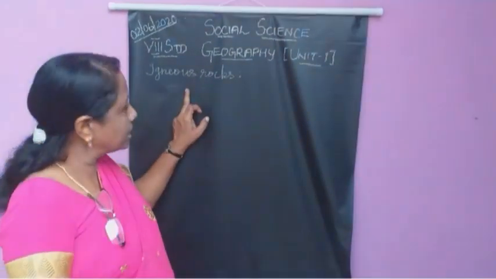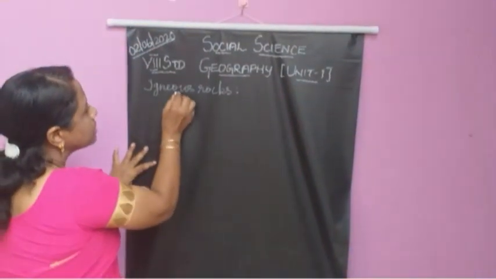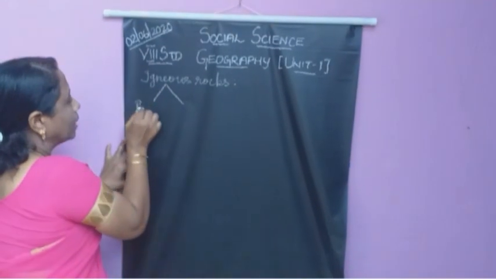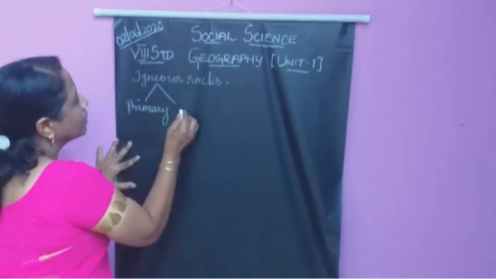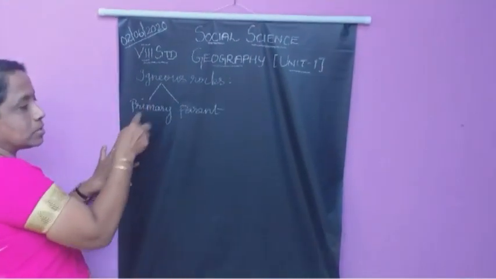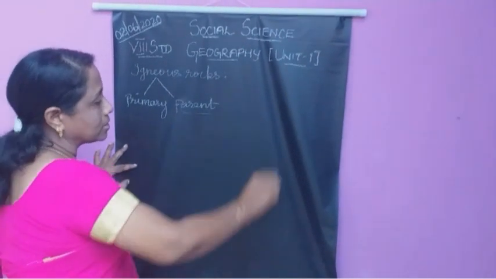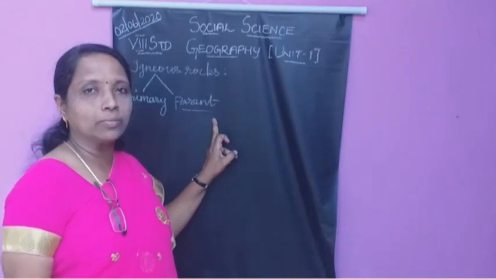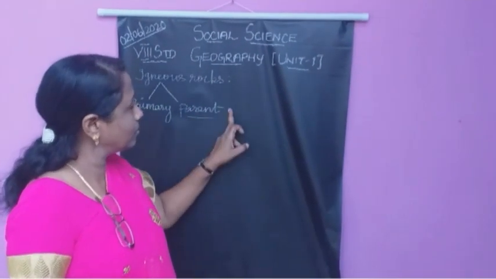Now this igneous rock has two names. One name is primary. The other one is parent rock. It has two names, primary and parent rock. From this word parent itself, we can identify that all other rocks are formed from this rock. Clear? All other rocks are formed from this rock.